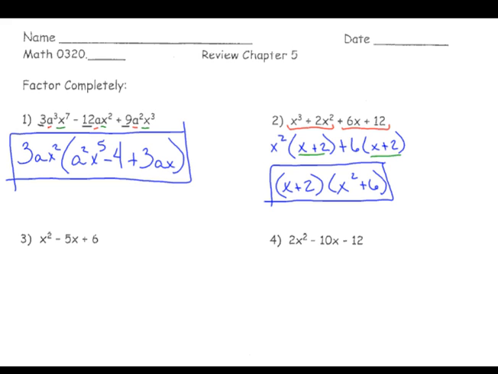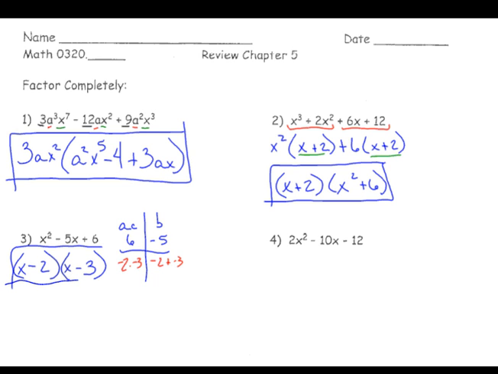For number 3, I'm going to multiply AC and B. So what can I multiply to get 6, but add to get a negative 5? Negative 2 times negative 3. Negative 2 plus negative 3 gives me negative 5. Since my leading coefficient is 1, I can automatically go to my 2 parentheses, placing x and x in the front. I'm going to have a negative 2 and a negative 3. Final answer.